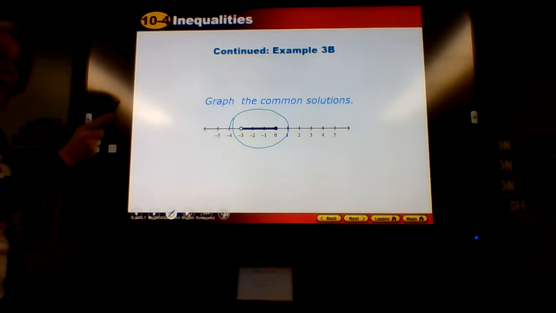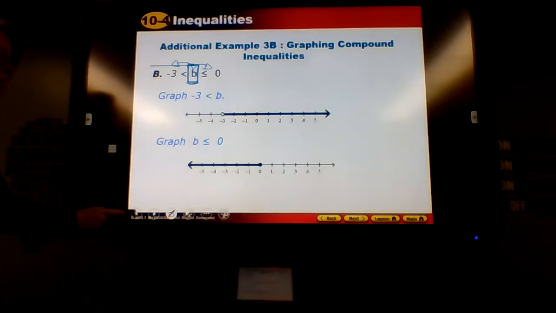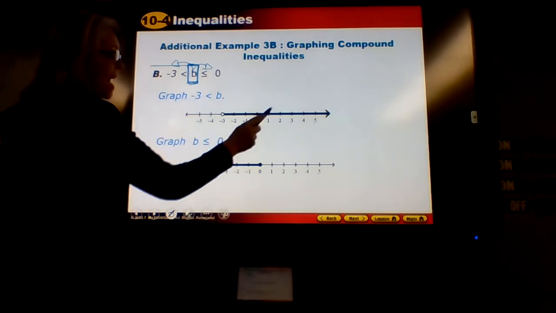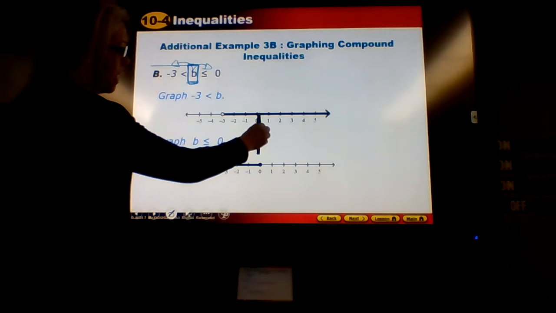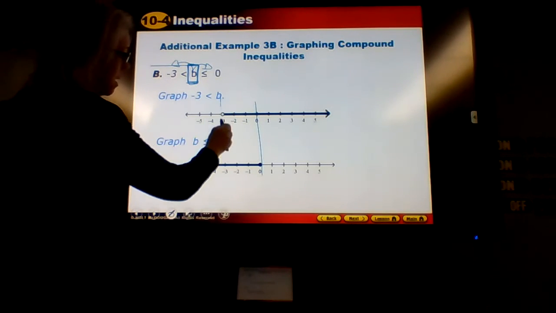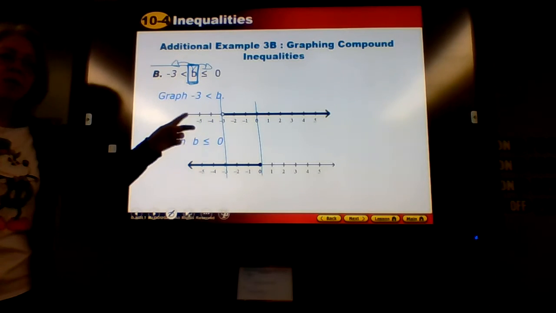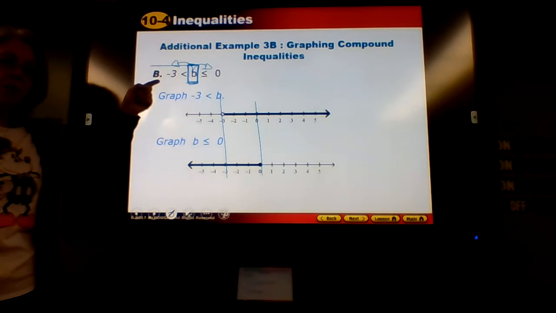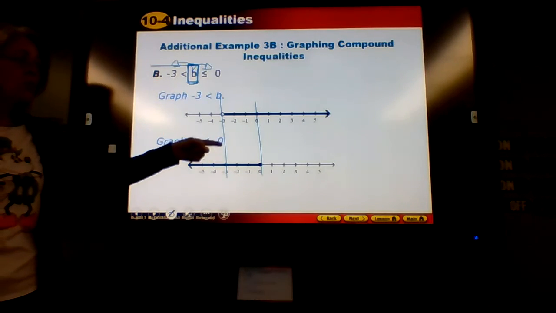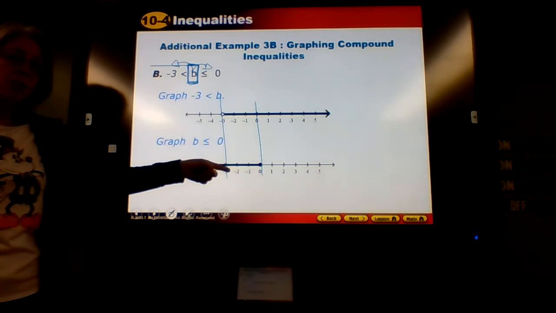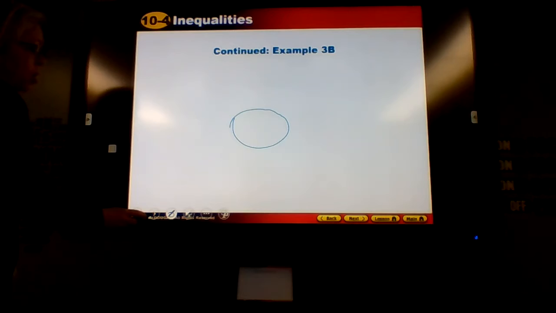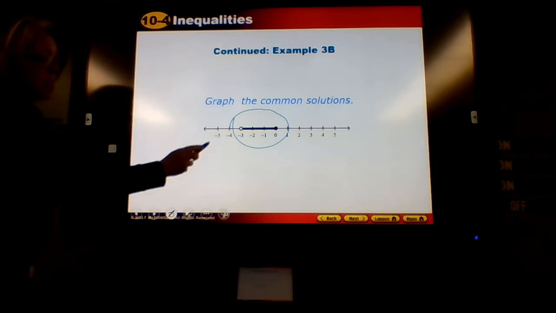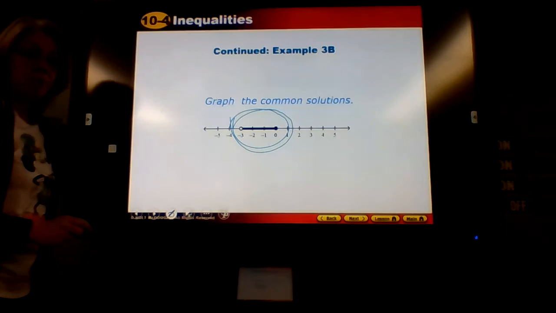Because it's an and, it has to fit this and it has to fit this, right? So look at this overlapping portion. That's the only portion where both of those inequalities are true. So those are the only solutions that fit both of those parameters. So this is the only part you have to graph.